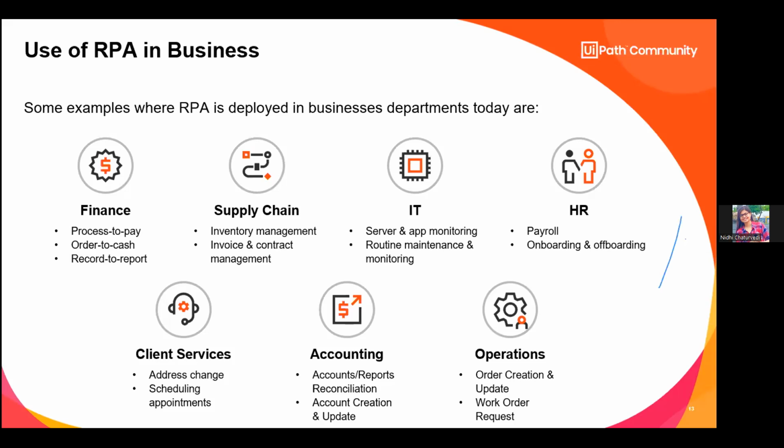Coming to the third one, which is IT. So you have server and app monitoring, right? And routine maintenance and monitoring. Again, this is something most of the IT team is doing, right? They would be monitoring certain applications, whether it is up, it is down, what is the downtime, if a particular virtual machine or a particular system is slow or not, right? So these are the certain things the IT team does. And again, this can be easily done by a software robot.